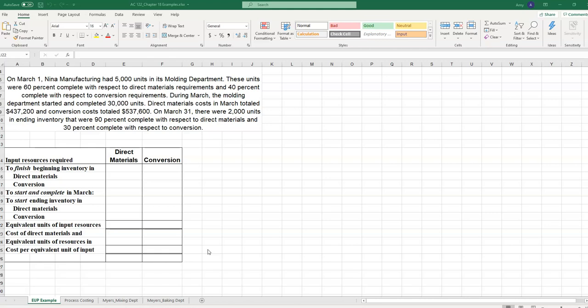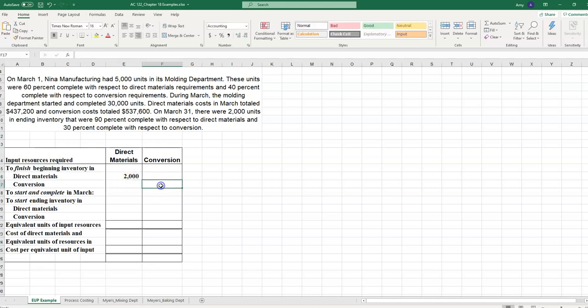The first thing that we do when we're looking at equivalent units of production is that we want to look at what we need to do in this month to finish the beginning inventory. We have 5,000 units in beginning inventory. For direct materials, they are currently 60% complete. That means to get to 100% complete, we need to do another 40% of work on them. So this is to finish these beginning 5,000 items. They're 60% complete. We need to do 40% this month to get them to 100%. So we would take 5,000 times 40%.